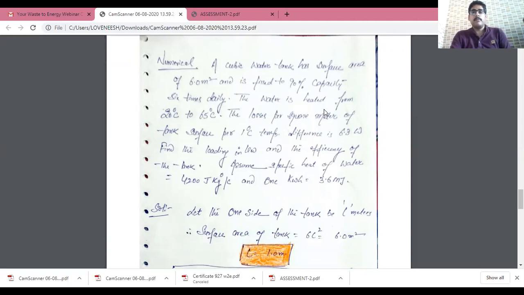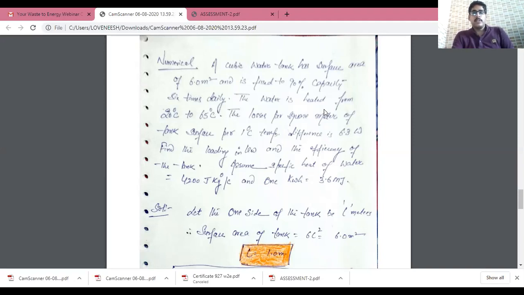This numerical is based on an electrical geyser, where we have to store water, and this water is heated from a temperature of 20 degrees to 65 degrees centigrade. Six times in a day the tank will be filled, and we have to calculate the efficiency as well as the loading.